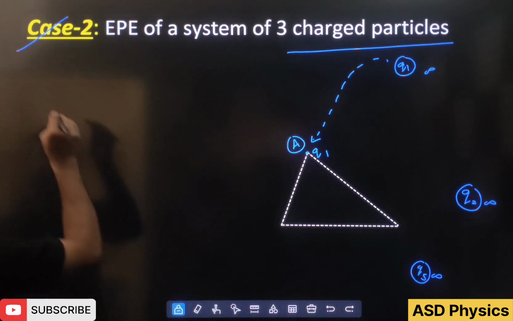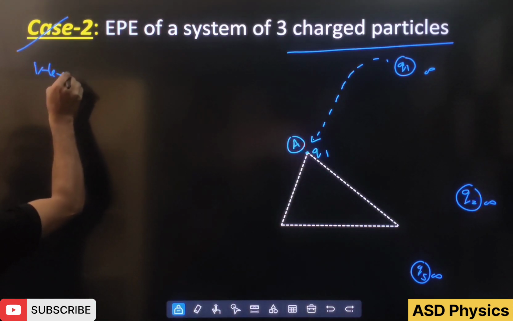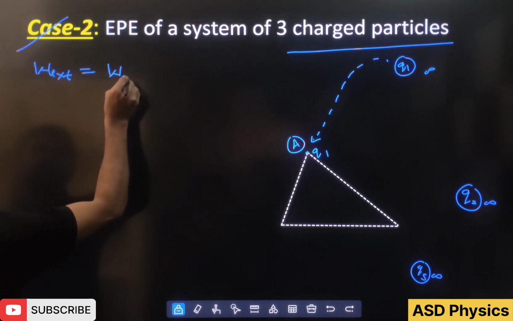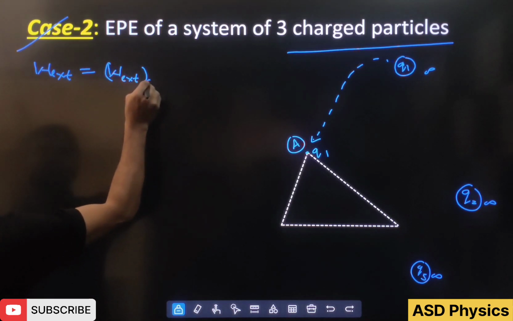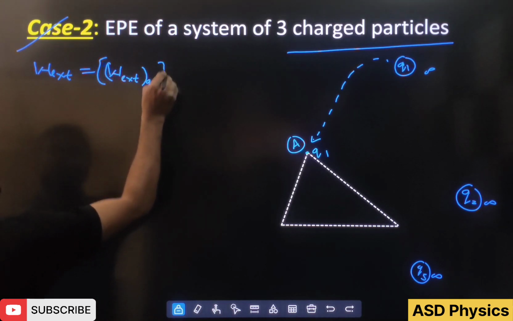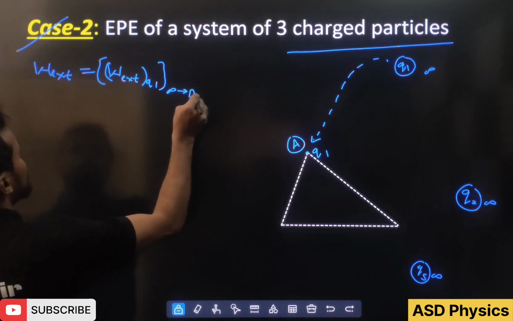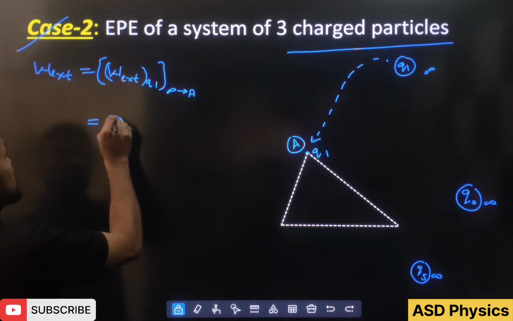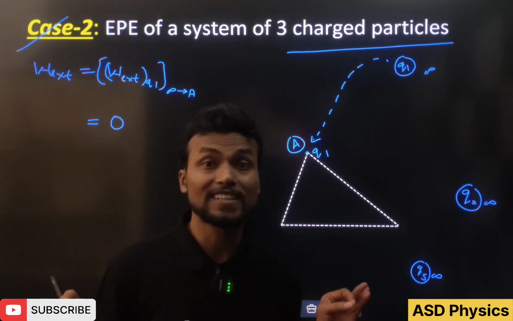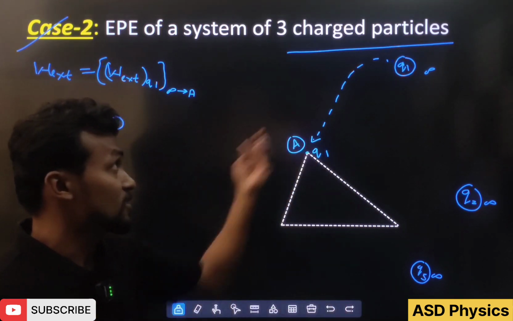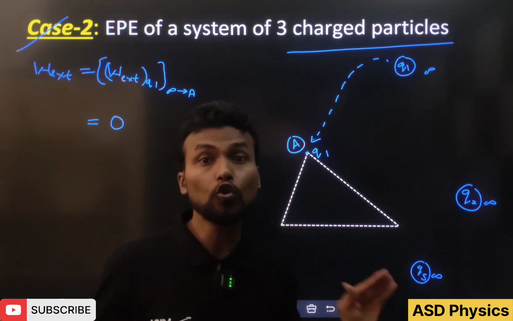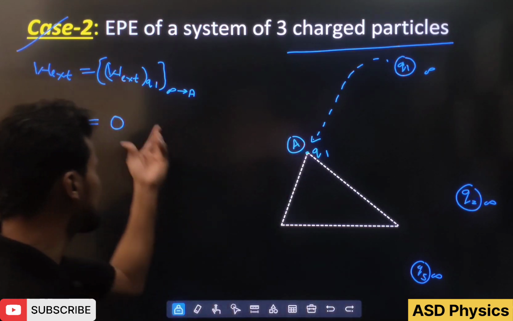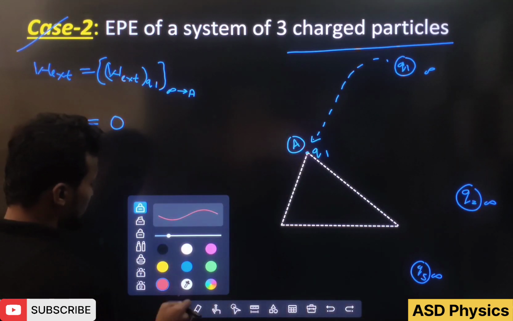Now, see, the work done by the external force. Which charged particle are we taking? We are taking Q1, from infinity to A. So how much work will be done? The work done will be 0, because there is no charge present at the start. The first charge Q1 is coming, so there is no previous electric field. That's why the work done will be 0.